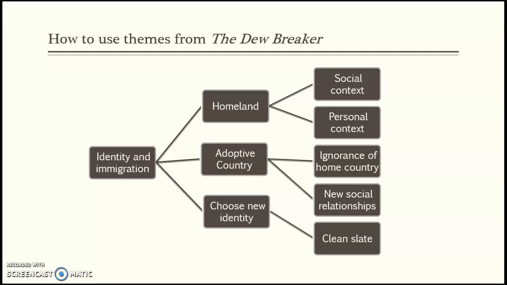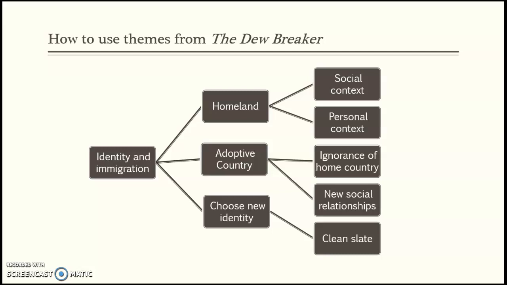In my particular example, my idea is about how personal identities can change in the process of immigration. And so that's my topic. So I have chosen a few different sections for my paper here. And you'll see the sections: homeland, adoptive country, and choose new identity here.